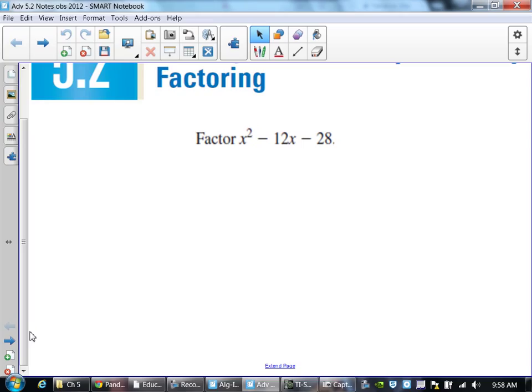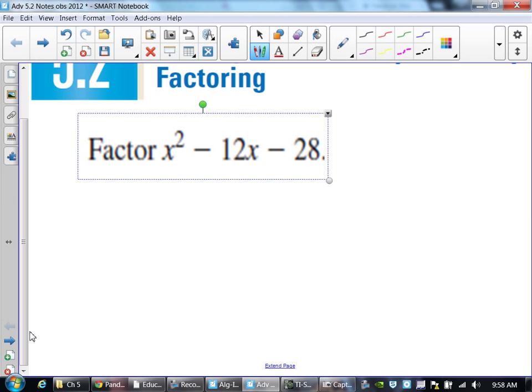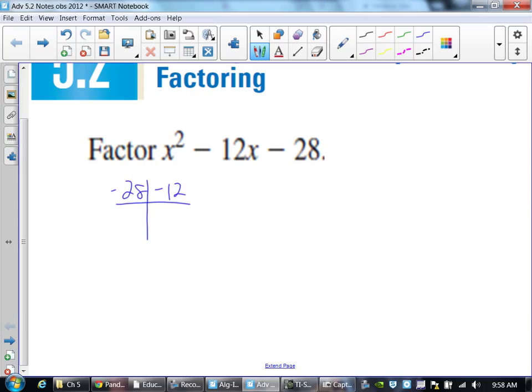I know that there are so many other ways of doing this, but I always fall back on what multiplies to the tail and adds to the middle. What times what is negative 28, but you add it up, you get negative 12. When I see that, I have two negative values. That means I'm going to have two terms, one positive, one negative. The one that's negative will be the bigger of the two, have the larger absolute value, I should say. Therefore, you get the negative middle term.